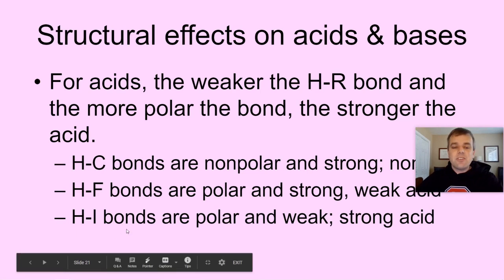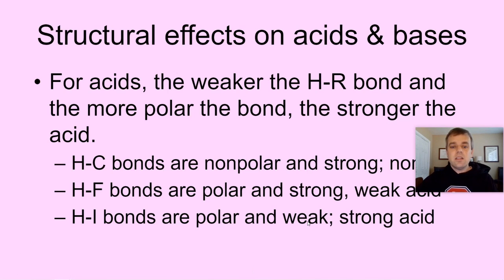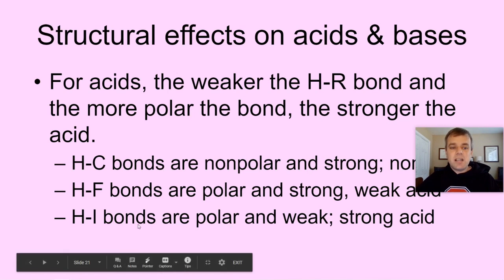Whereas, for instance, hydrogen iodine bonds are polar and they're weak. There's a huge difference in electronegativities between hydrogen and iodine. It's also a fairly weak bond between those. So, hydroiodic acid, and really hydrogen with all of the other halogens, is a strong acid: HCl, HBr, HI.